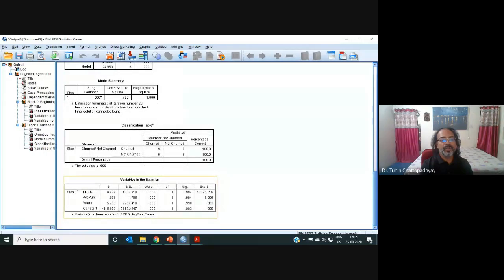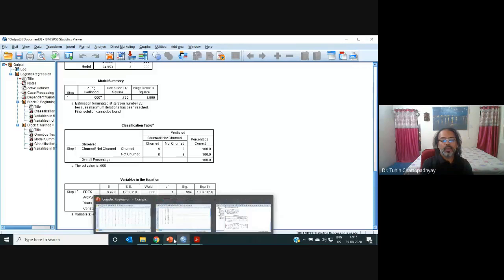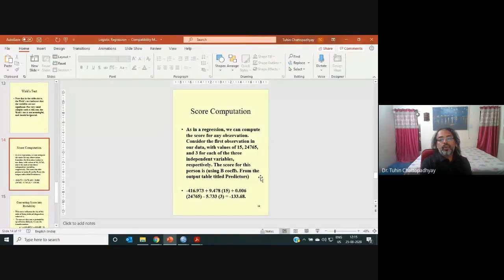So this is what I'm getting, right? I'm getting a constant of -416.973, and these are all the coefficients. I'm sure you must have learned in regression, what is a regression equation? Y equals a plus b1 x1, where a is the constant, right? So it's the same thing here. -416.973 is the constant here. For every coefficient that we have, we have to come up with a score, right?